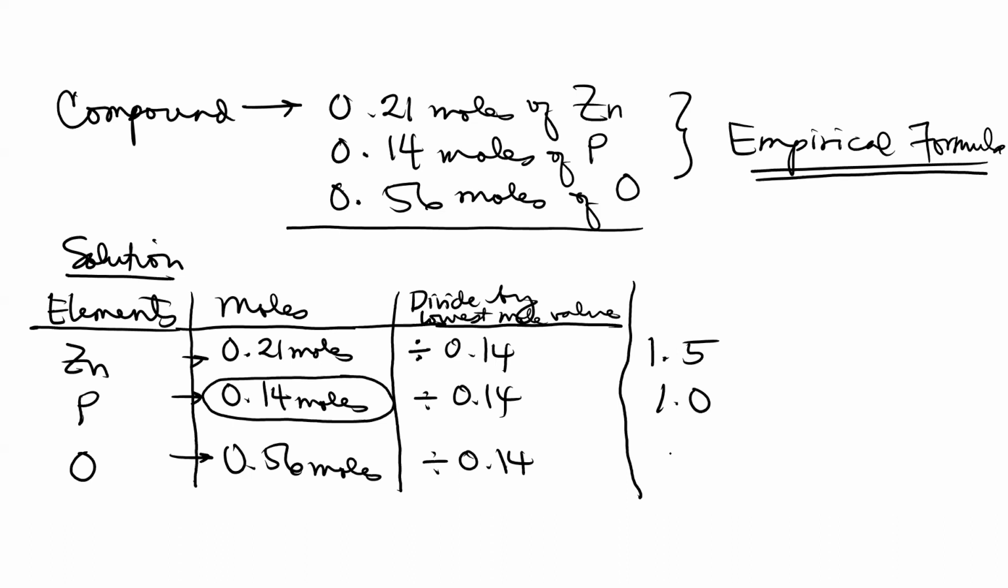And 0.56 divided by 0.14, that's 4. Now this ratio will actually become the subscripts of our compound. So that would be zinc with a subscript of 1.5, phosphorus with a subscript of 1, and oxygen with a subscript of 4. However, we cannot have decimals on the subscripts of the elements that we are considering.